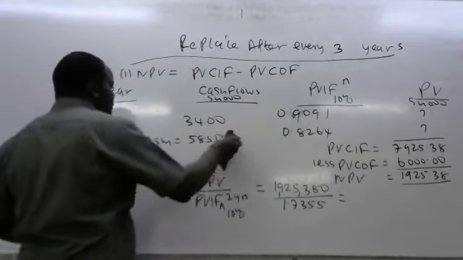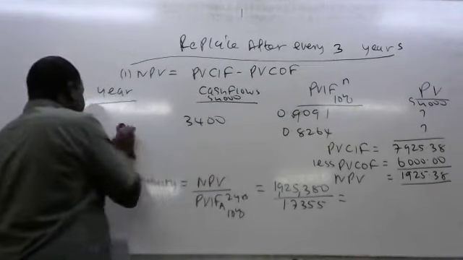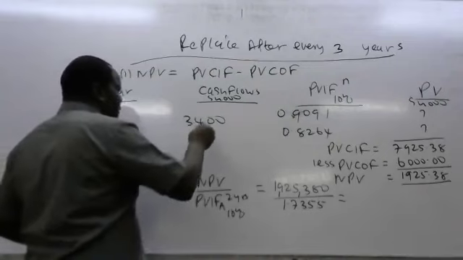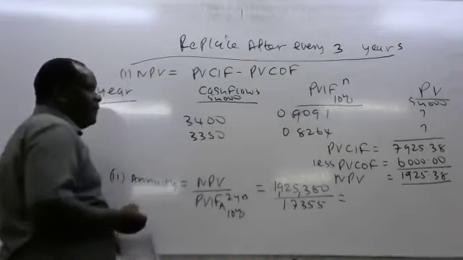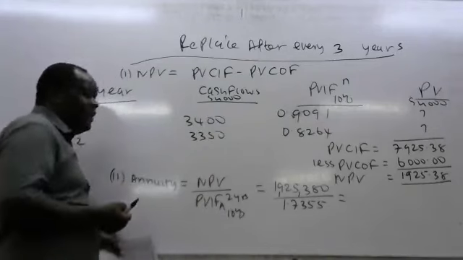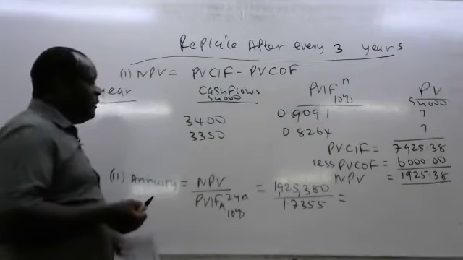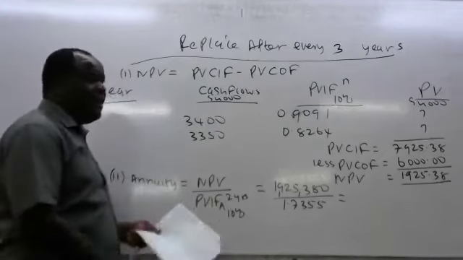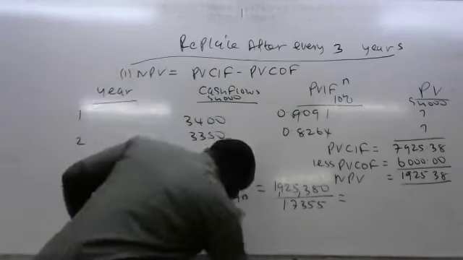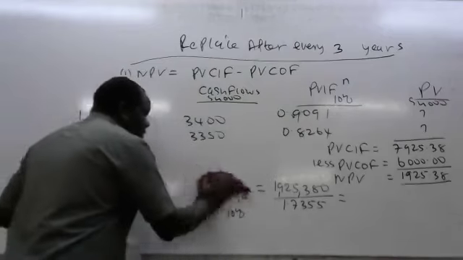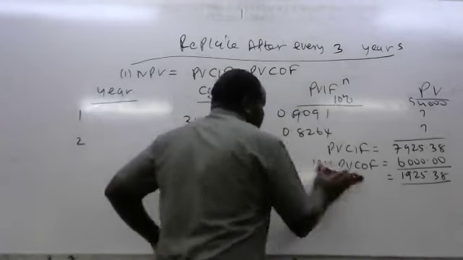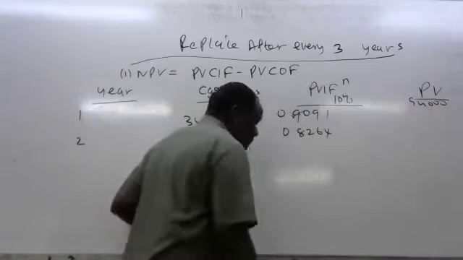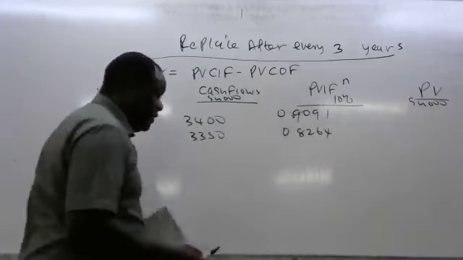The first step, we get the NPV. So this one, the cash flow will be 3,350. Year 1 is remaining 3.4. Year 2 is 3.35. But now we shall be required to factor in year 3.